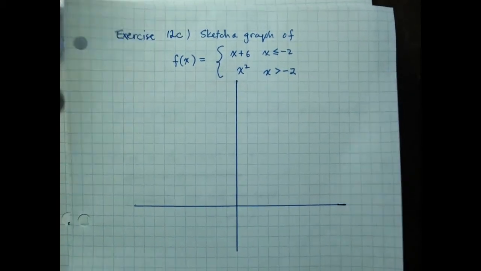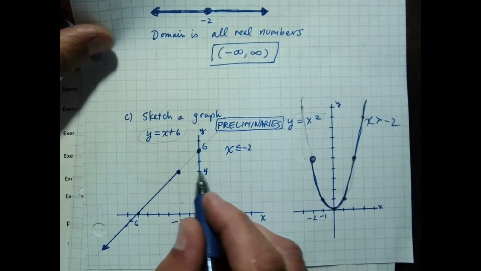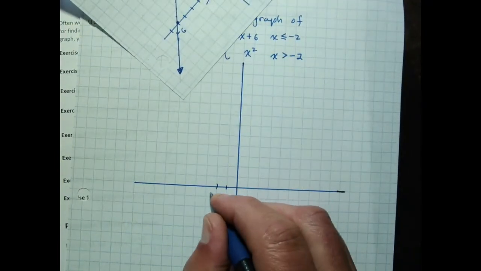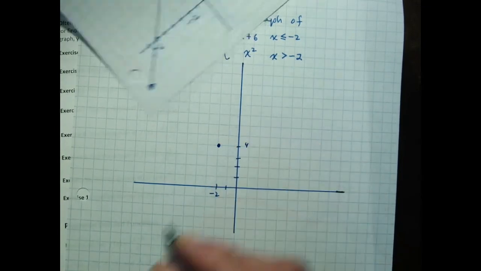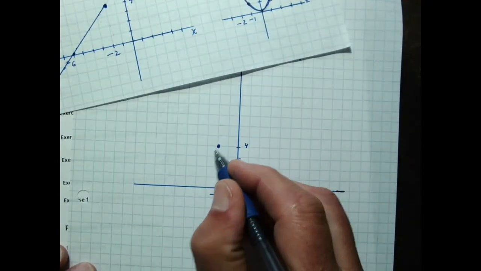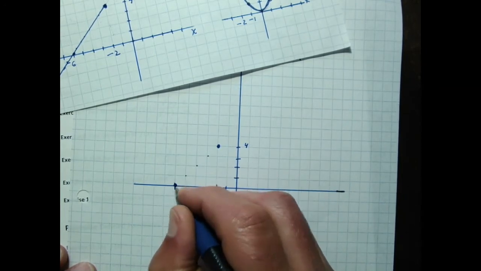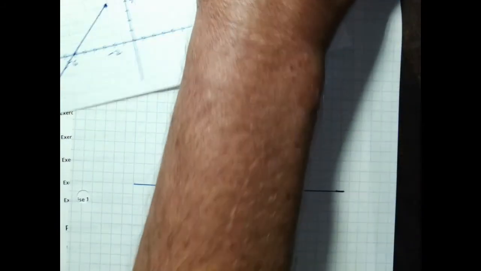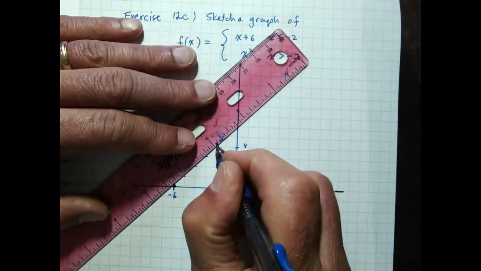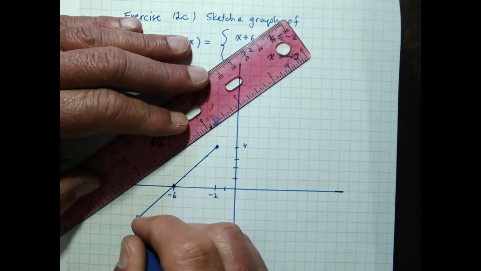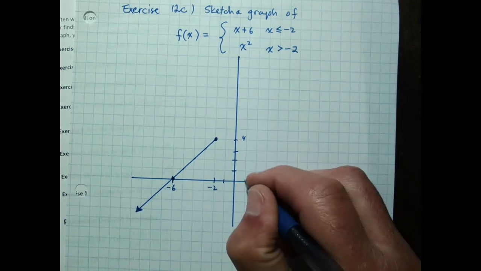So first I want to draw this portion of y equals x plus 6 from negative 2, 4. And I want to go down to the left, right? So it's got slope 1. It's going to cross the x-axis at negative 6. And let me use my ruler.